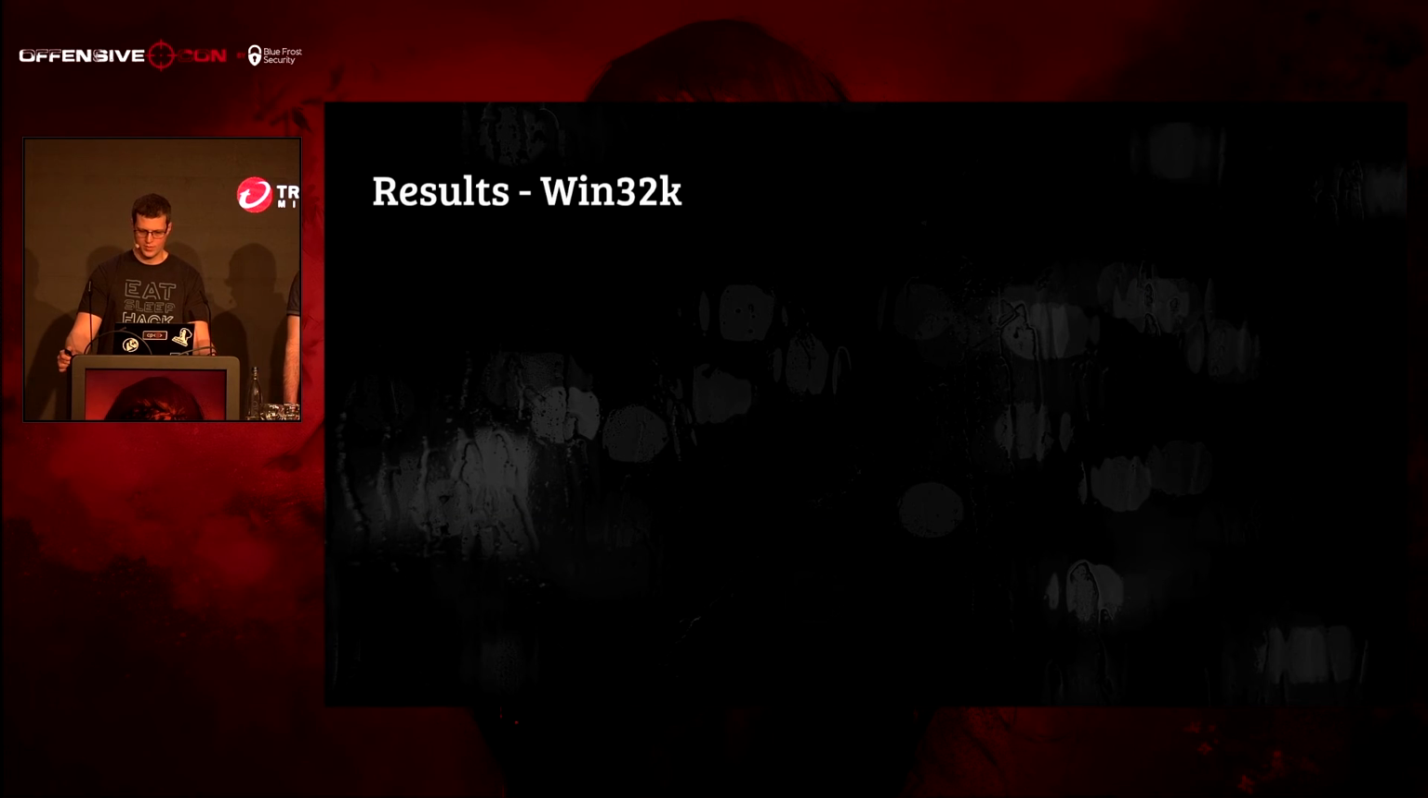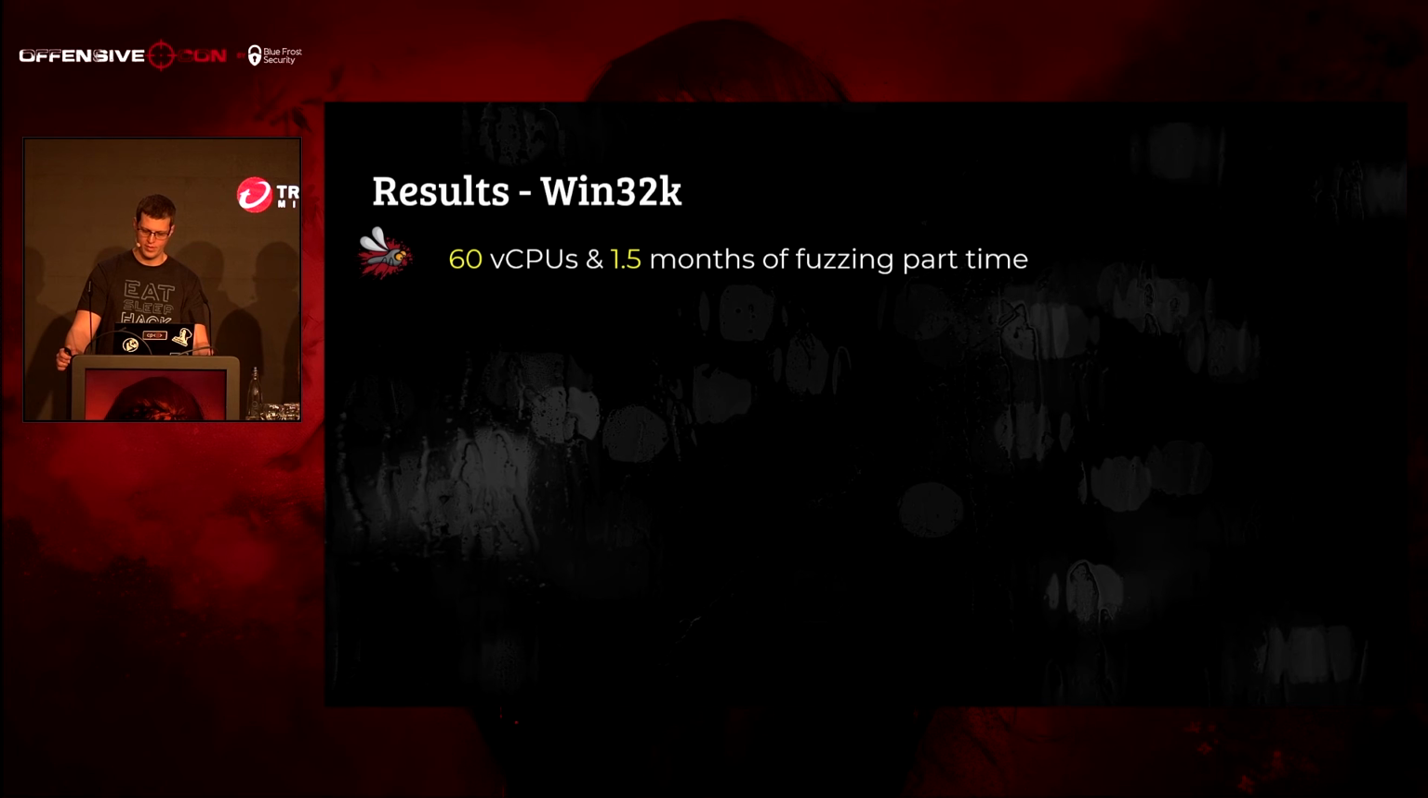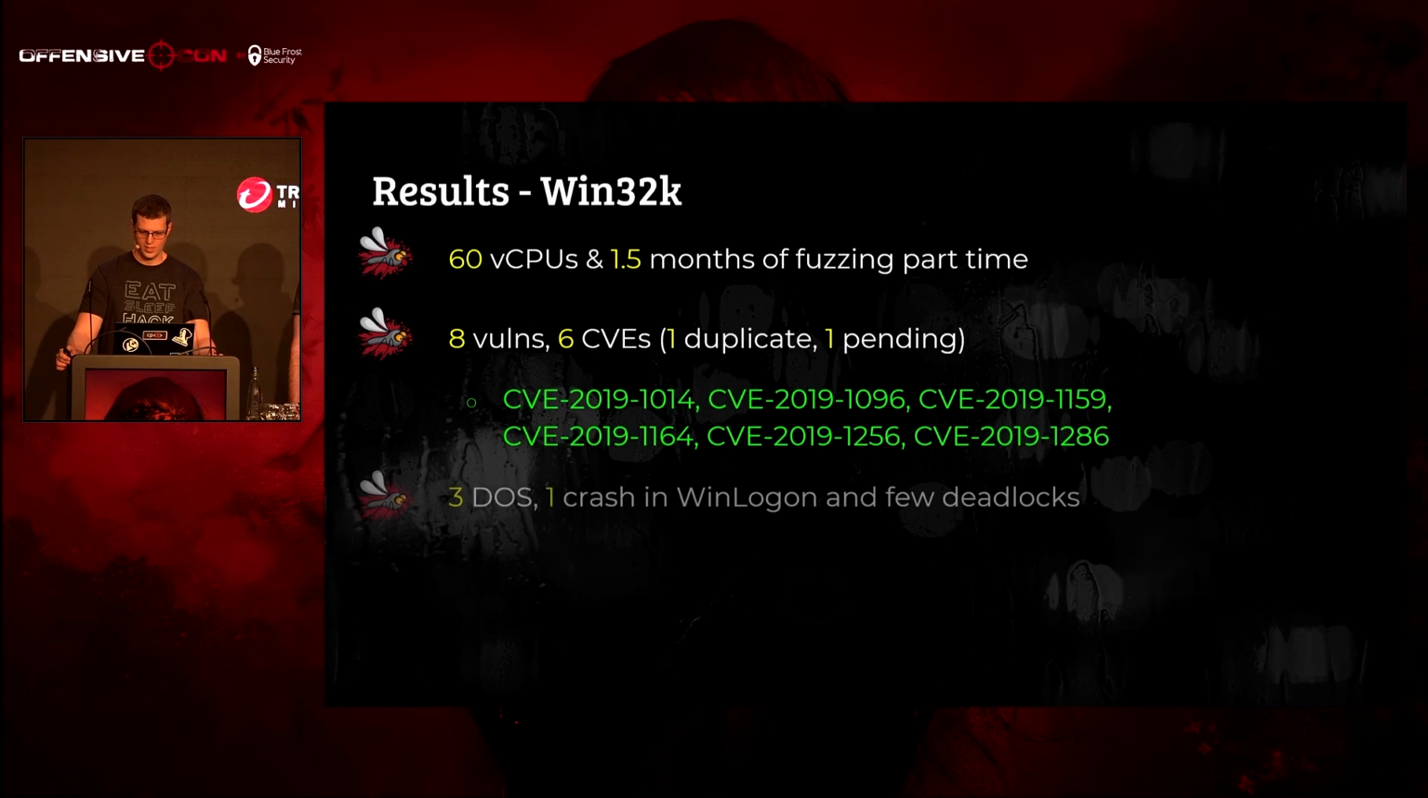The results of the research is we fuzzed for 1.5 months in our spare time. We found 8 vulnerabilities. We got assigned 6 CVEs. 1 is a duplicate and 1 is still pending. And we found 3 denial of service bugs, 1 crash in WinLogon, which we are having a really hard time to pin down, and a few deadlocks.